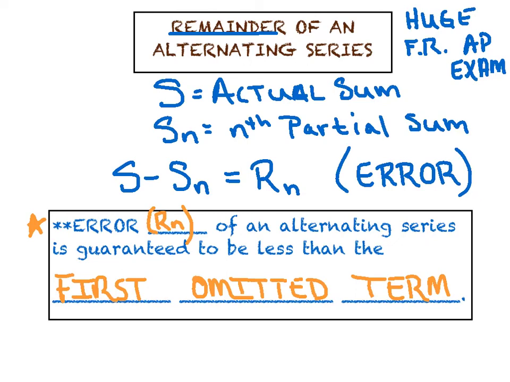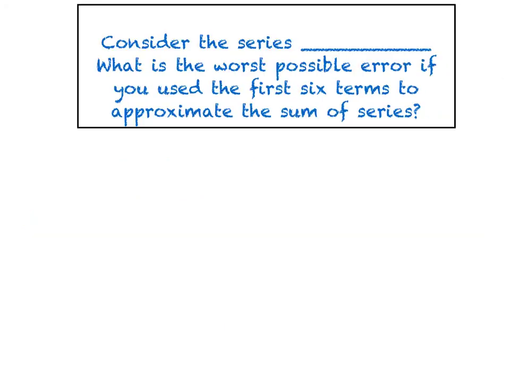We're going to take a look at one example and try to put a little context to this idea. Let's finish with a bang here. This is our last example of the night. It says, consider the series defined as, from n equals 1 to infinity, negative 1 raised to the n plus 1 power all over n factorial. What is the worst possible error if you use the first 6 terms to approximate the sum of the series?